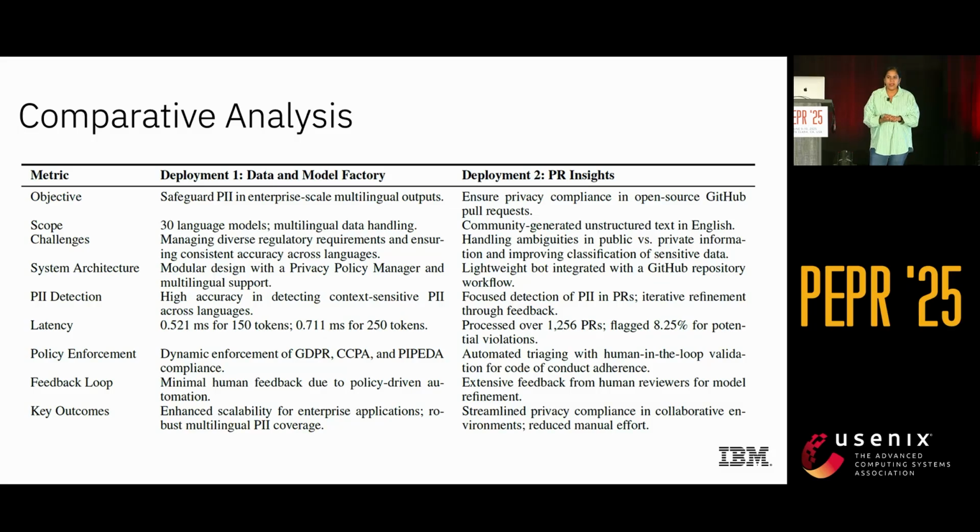So that was the comparative analysis we wanted to do. We did a deployment and we got different kinds of feedback. In an automated deployment, we did not need as much human intervention, but when we did go open source with it, we required human-in-the-loop intervention to reduce the false positives and to understand how the contextual classifiers need to be fine-tuned better.